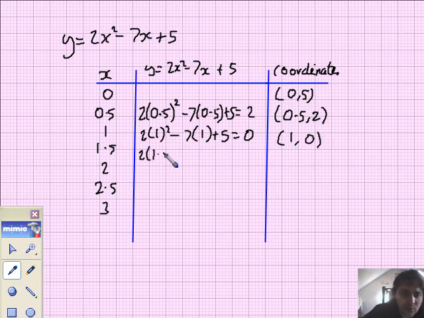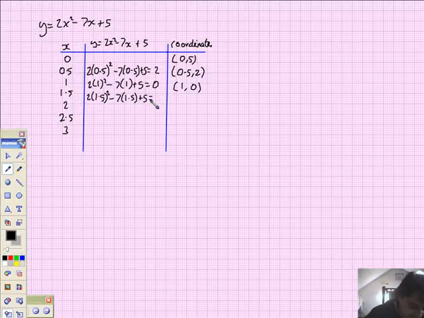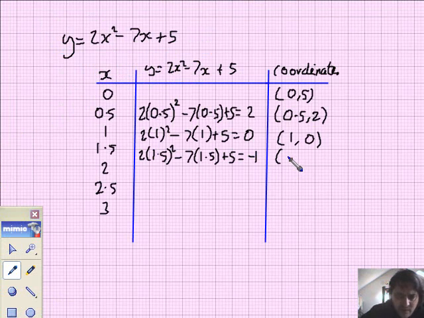Next one, 2 lots of 1.5, after it's been squared, take away 7 lots of 1.5, and then you add your 5 afterwards to get an answer. So 1.5 times 1.5 times 2, that's me doubling it. Take away 7 lots of 1.5, close my bracket, and then add 5. This gives me an answer of minus 1. Well, let's hope the calculator is behaving. So it's going to be 1.5 along the x and minus 1 down on the y.